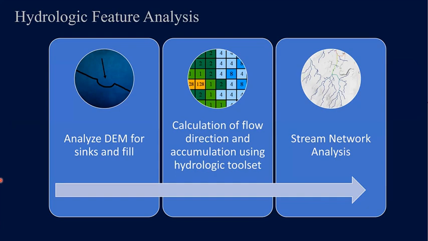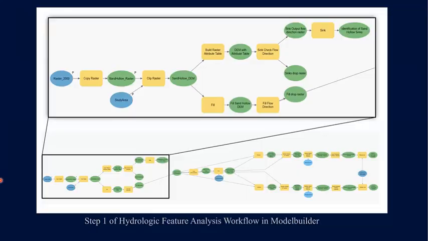To look at the hydrologic feature analysis in more detail, the first step was to analyze the digital elevation model for sinks, which are usually errors within the DEM, and to fill them. This is shown here in the workflow that was completed in Model Builder, with each step done to identify the sinks and then to fill them.